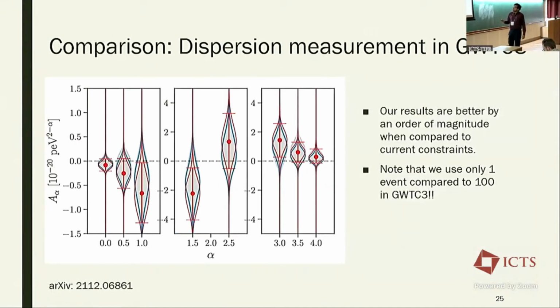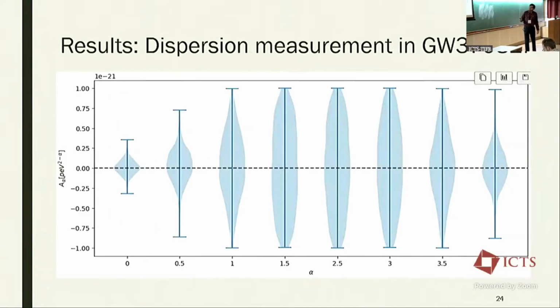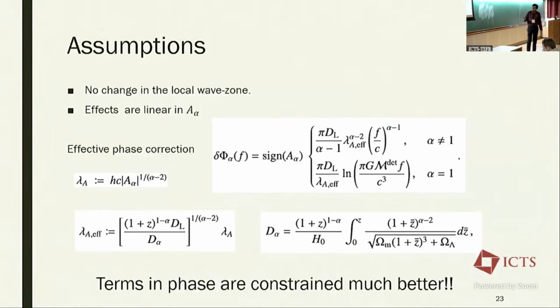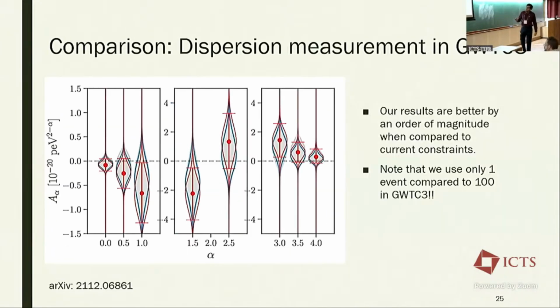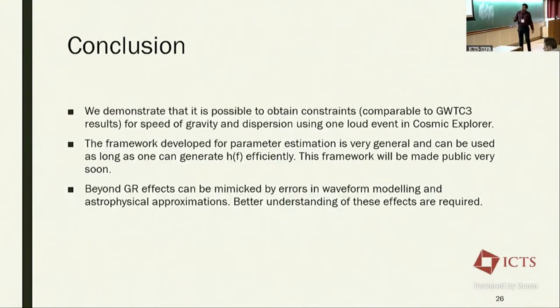And this is the constraints from GW170817. So we get one order of magnitude better constraints, like this is 1e minus 21, this is 1e minus 20, than what we have in GW170817. And also I would like to remind that this is just using one event. So I would end my talk using this.